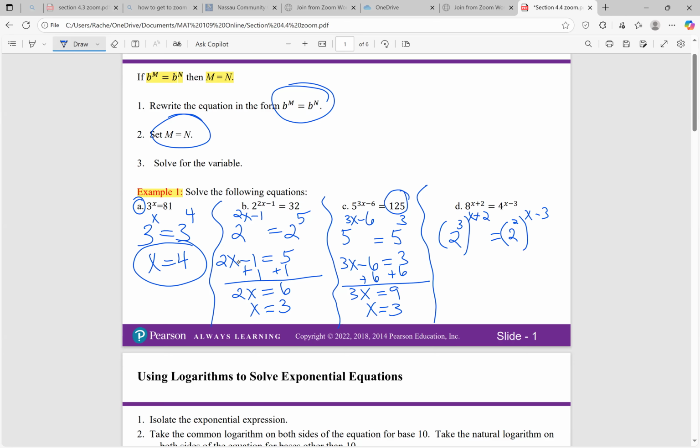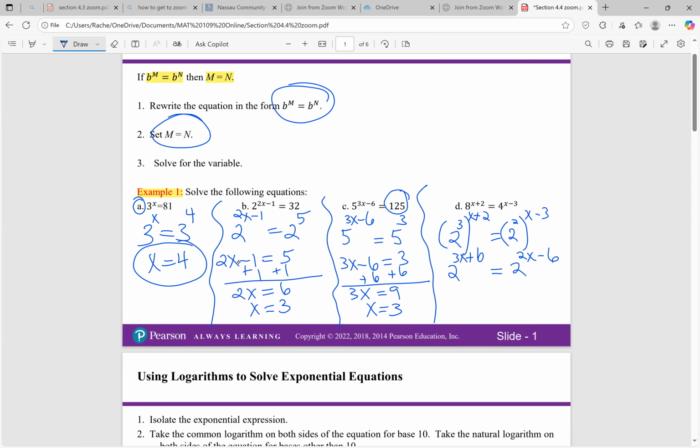And now what I could do is use the rules that I learned in P2. Remember the first days of class of the semester, the first videos, we were using the power rule for exponents. Whenever I raise an exponent to an exponent, we use our power rule, right? So this is going to be 2 to the 3x plus 6 is equal to 2, and now I'm going to distribute the 2 to the x minus 3. So to the 2x minus 6. Now I have an equation where both sides have the same base of 2.